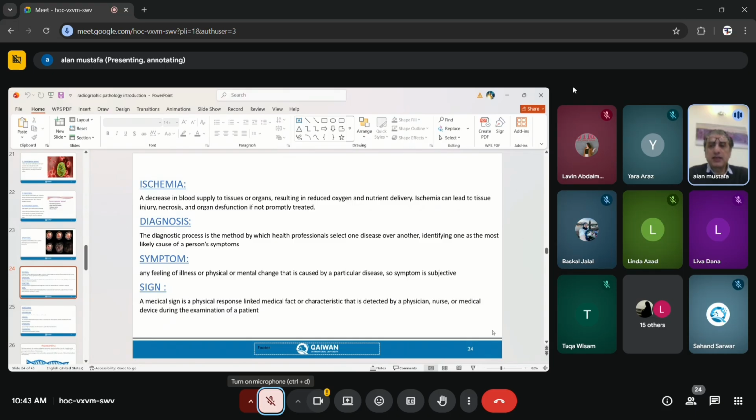For another example, a patient has itching on his back; this is a symptom. You see a lot of small blisters, small lesions; these are signs. So please don't mix up symptom and sign.